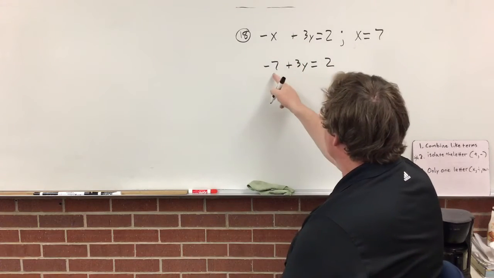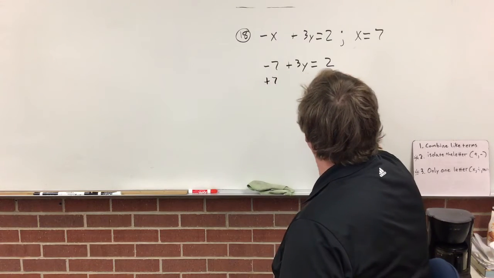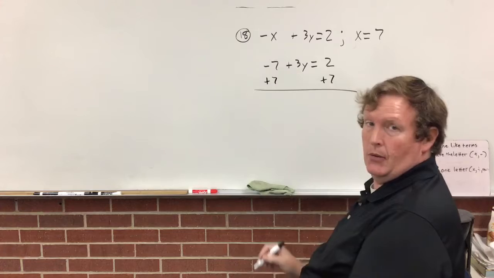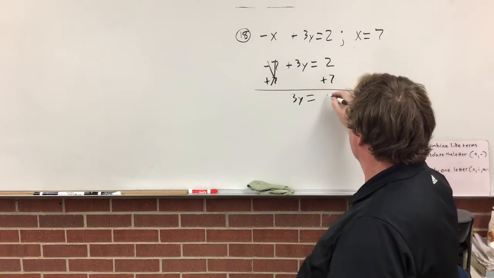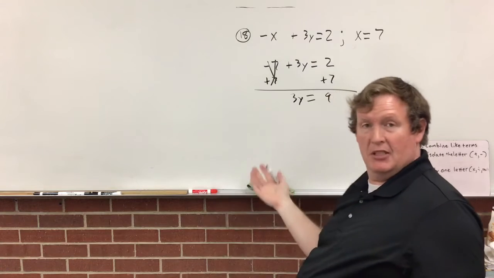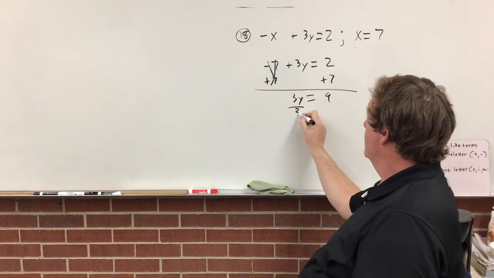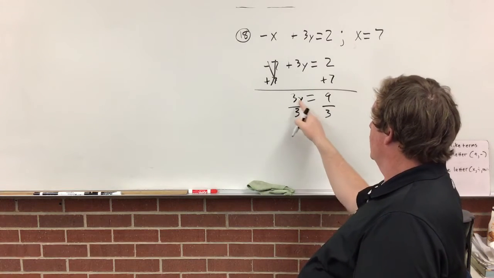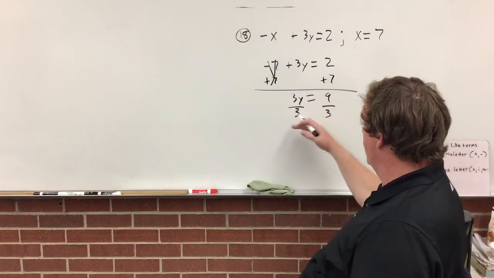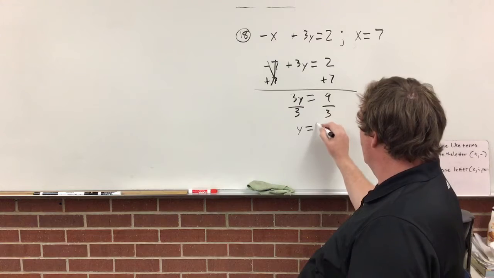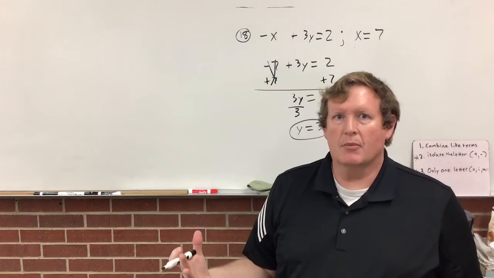So the first step, to get rid of the negative 7, I have to do the opposite operation, which is add 7 to both sides. Okay, this cancels. My 3y comes down, and then 2 plus 7 is 9. My final step is then to do the opposite of what that operation is, which is divide. 3 next to a letter is multiply, so the opposite of multiply is divide. When we divide, we get y equals 3. Okay, that's how you do those kinds of problems, all right?